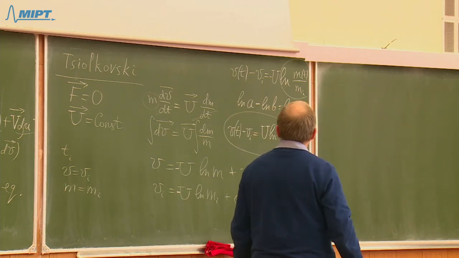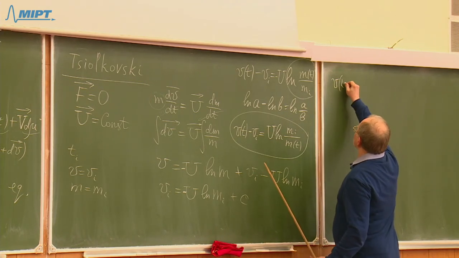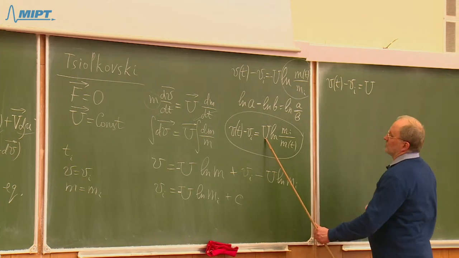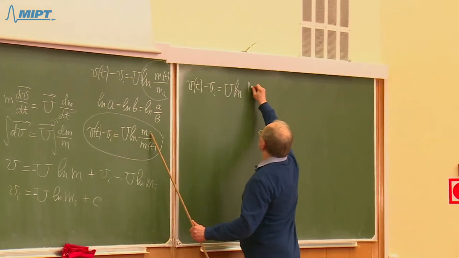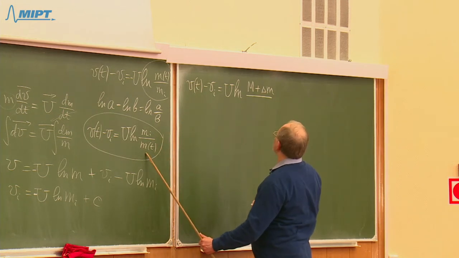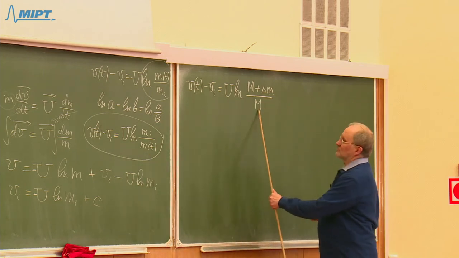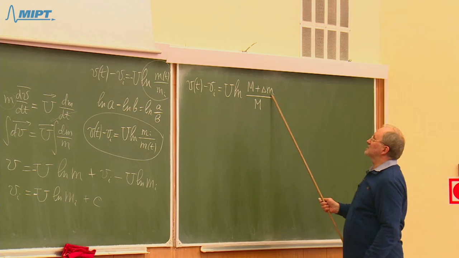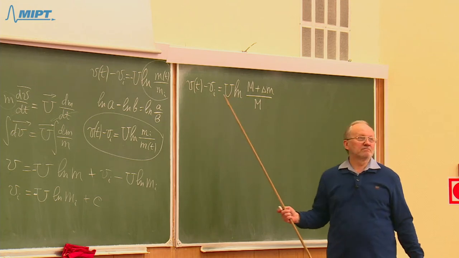We may slightly modify it. We can put the final velocity minus the initial velocity equal to the velocity of the gases times the logarithm. What is initial mass? Initial mass is the mass of the rocket plus the mass of the fuel. And what is the final mass? If we spend all the fuel, then the final mass is the mass of the rocket without the fuel. So delta m is the total mass of fuel spent in this action.